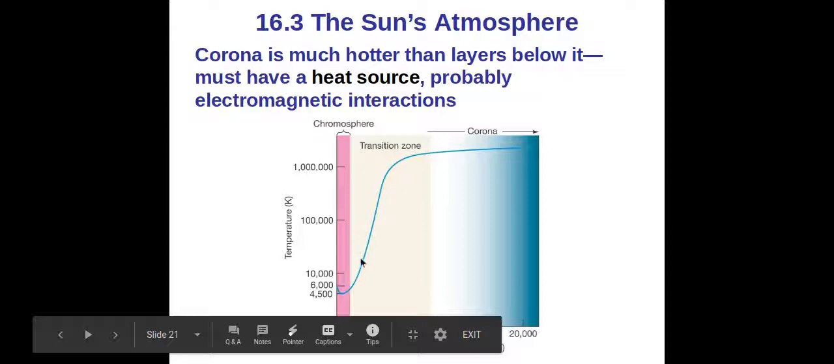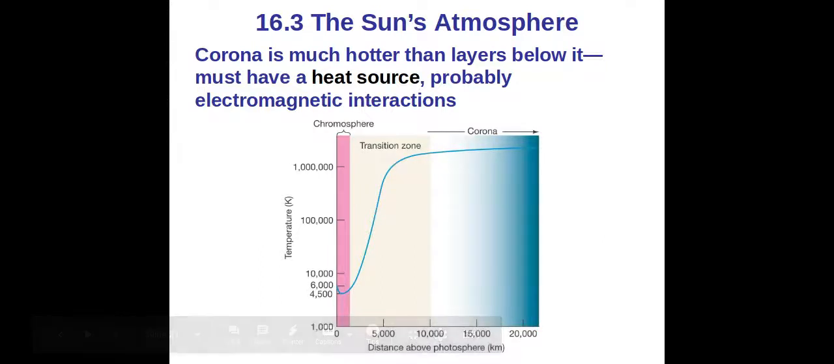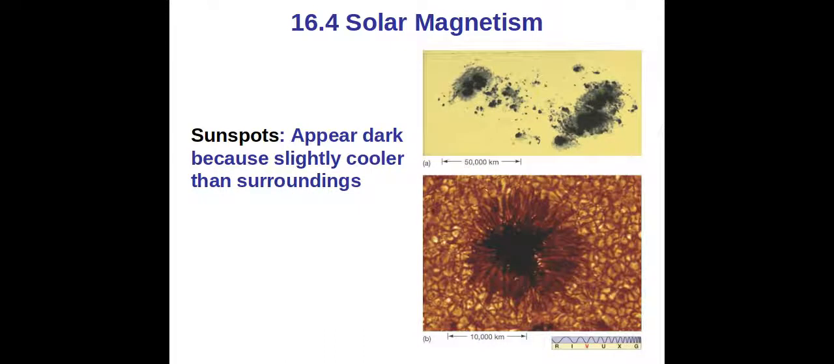And then you get to this transition zone, and the temperature skyrockets up here as you're getting further away. So you have this area where you're getting farther away from the sun, but the temperature is actually increasing a lot. That's the transition zone, and then you get to the corona and it levels out a little bit. The video will also talk about that.